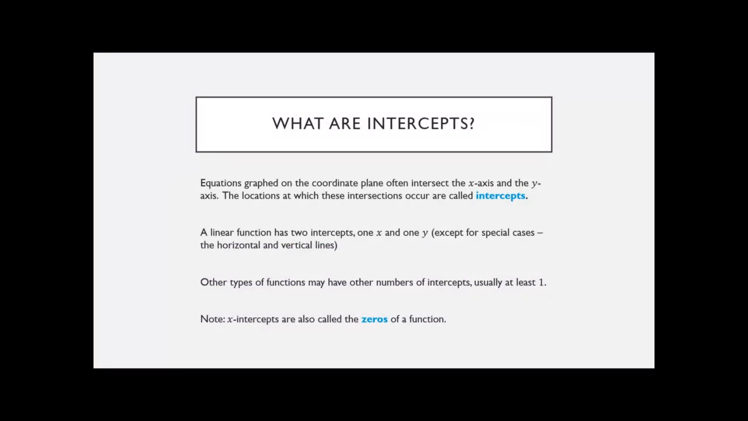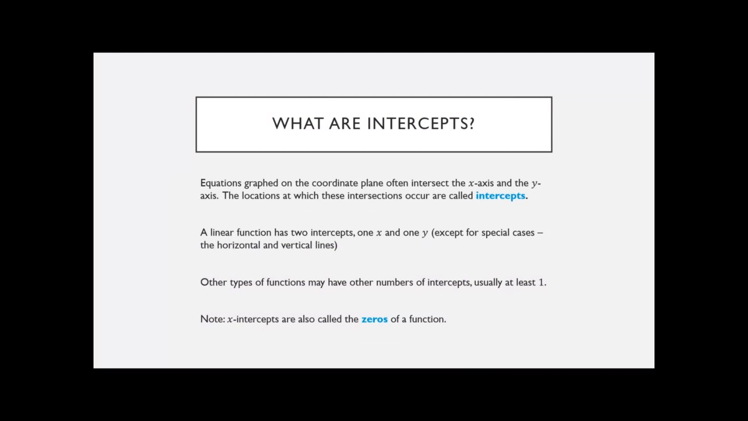So first, when we talk about X and Y intercepts, what exactly are we talking about? What are intercepts? When you graph an equation, often your graph is going to cross or intersect one of our axes, either the X or the Y. Sometimes it does both. Sometimes it doesn't intersect any of them, but it often does. And where these graphs cross the axis are called intercepts.